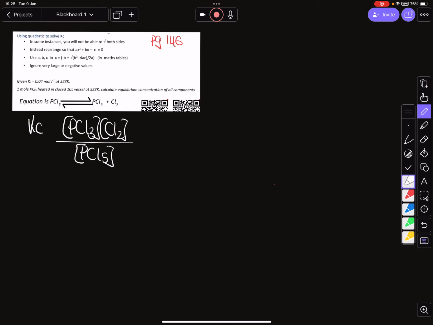If you read through the question, it is telling us that we have a Kc value. It's telling us 1 mole of PCl5 is heated in 10 litres and to calculate the equilibrium concentration of all components. So we know that when we have a Kc value, it's either going to be the square root method, or we have to use the quadratic formula.